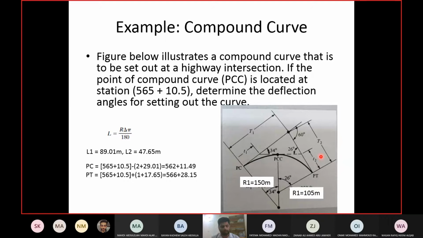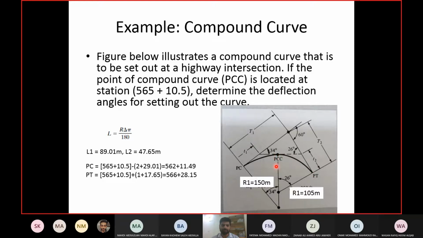Now, to do the layout, first of all, I must know the start and the end point. So start is point PC and end is point PT. So I must find out the station of these 2 points to go on for the layout. Now PC and PCC have this curve between them, so I must know the length of this curve, and from PCC to PT I have the second curve between them, so I must know the length of the second curve.